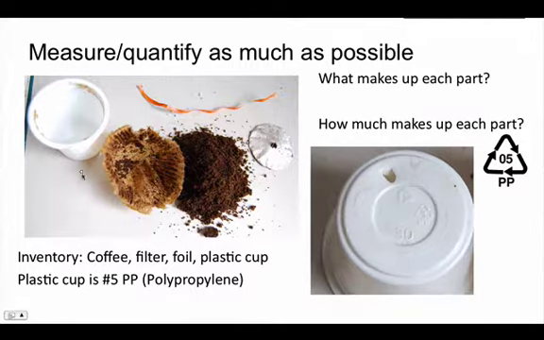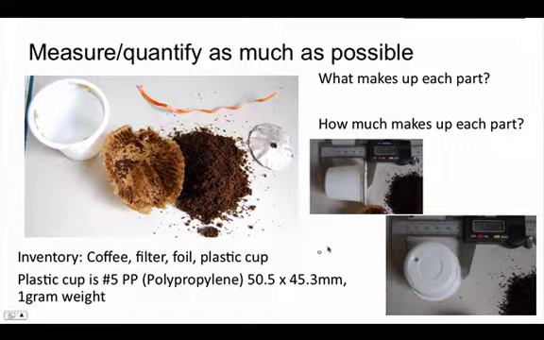We're going to start with the plastic cup. You turn it over and you can start to see some of the information. This is number 5, which means polypropylene. That's the information we want to write down. Then we can start to measure it. How much makes up the cup? The cup is about 45 millimeters tall, 50.5 millimeters wide. I also weighed it, and it weighs about 1 gram. That's the information we really want to put forward.